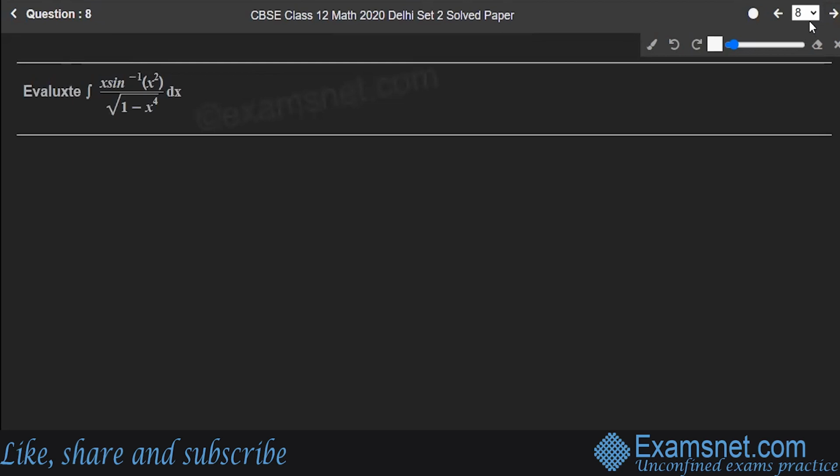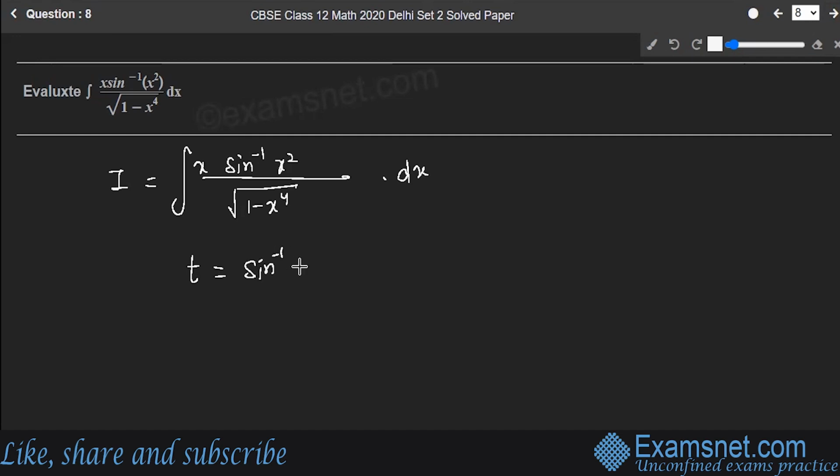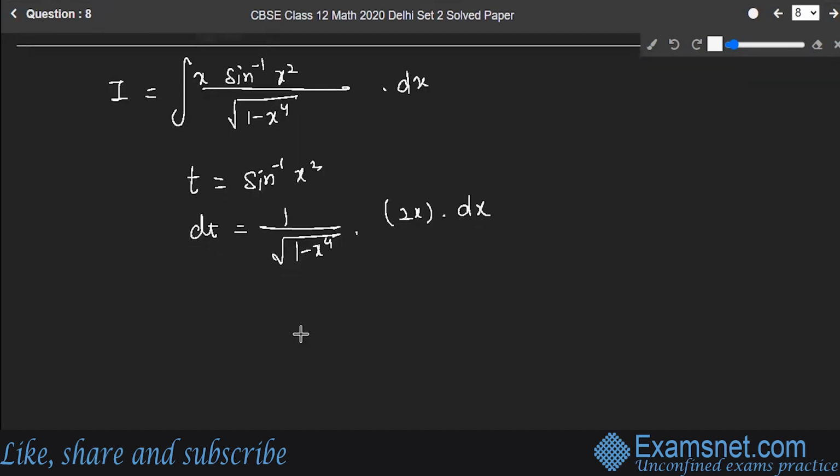You have to find out the integral of x sine inverse x square upon root of 1 minus x raised to power 4 dx. Let's say this is equal to I, and I'll put t is equal to sine inverse x square. So dt will be equal to 1 upon root of 1 minus x raised to power 4 into 2x into dx. All right.